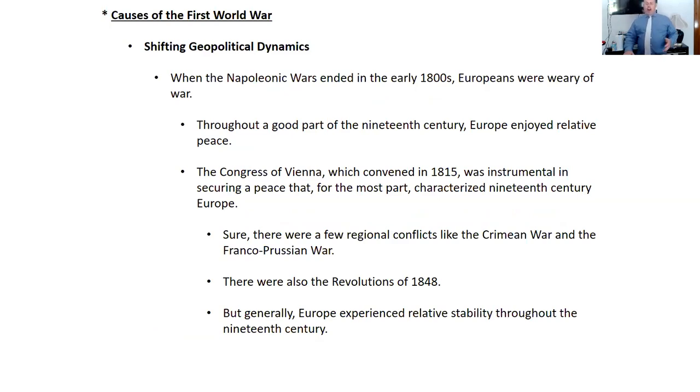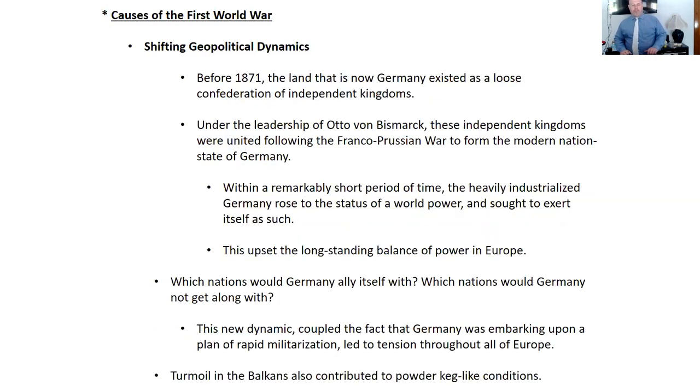The Congress of Vienna, which convened in 1815, was instrumental in securing a peace that, for the most part, characterized 19th century Europe. Sure, there were a few regional conflicts like the Crimean War and the Franco-Prussian War. There were also the revolutions of 1848, but generally, Europe experienced relative stability throughout the 19th century.